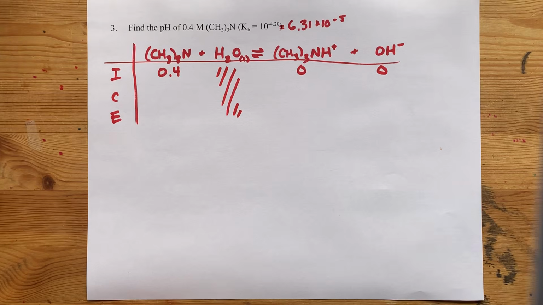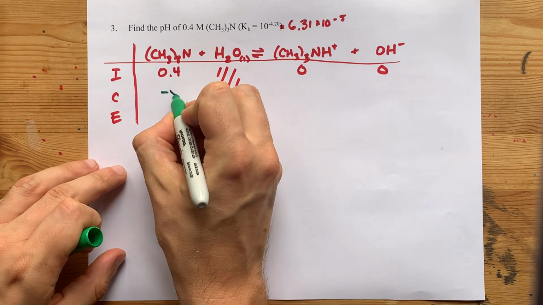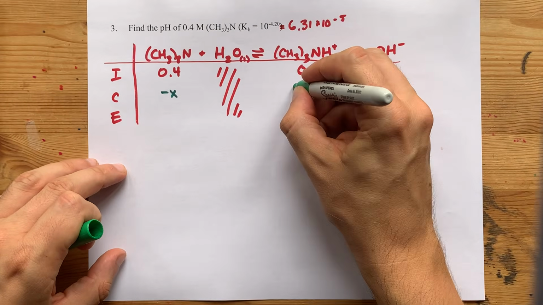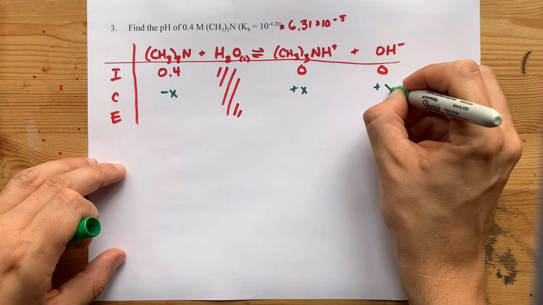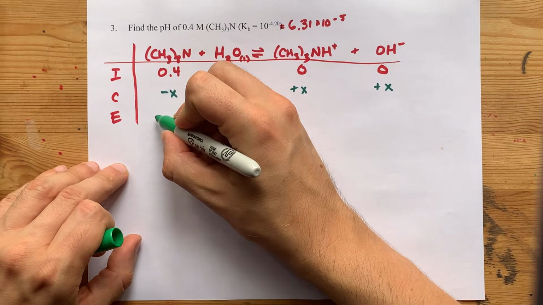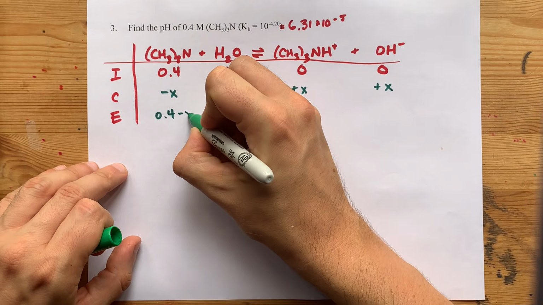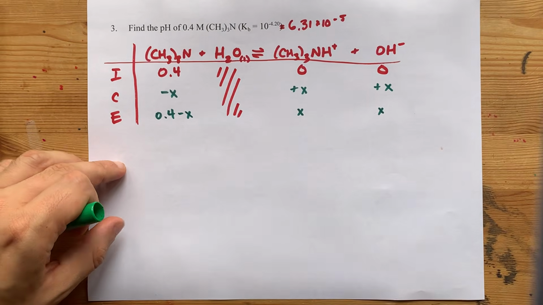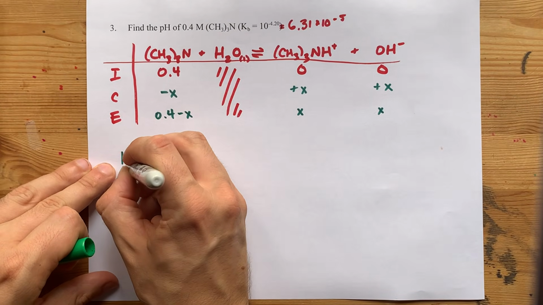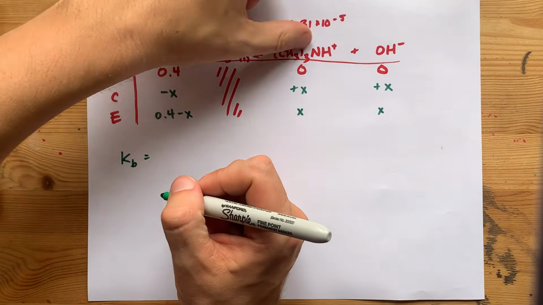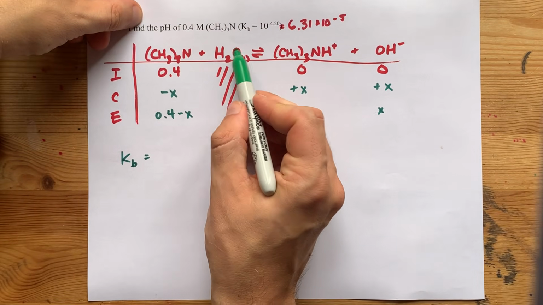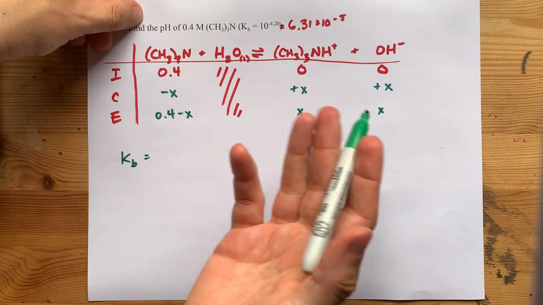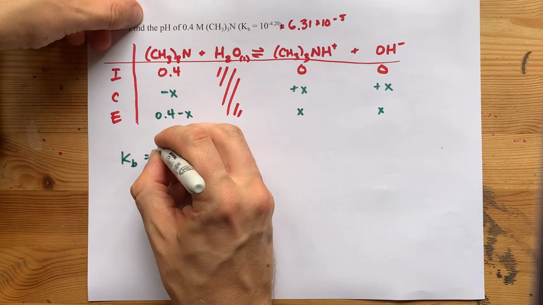The rest of this chart should remind you of the last chart we just did. You're going to lose some of this and gain the same amount of each of these. So your equilibrium concentration here is 0.4 minus X, X, and X. Kb is products over reactants, but don't include solids or liquids. That's how equilibrium constants work.